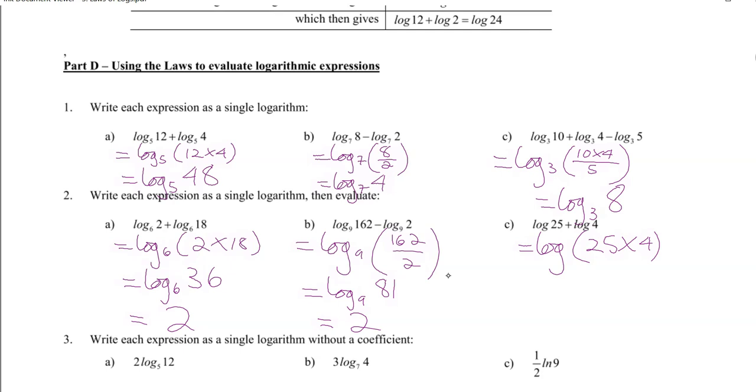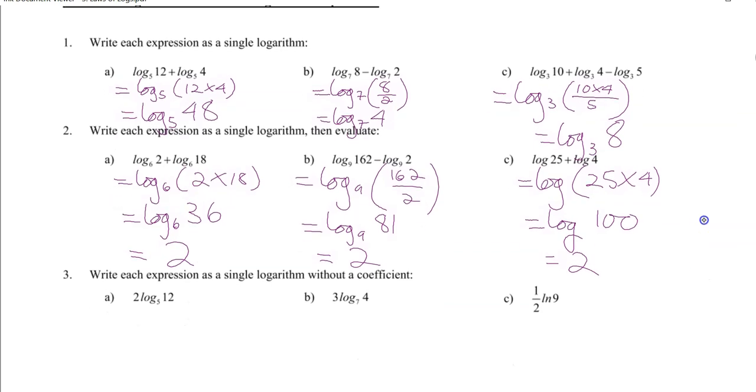It's the log of, right? I'm going to use the laws, right? The log of the product, 25 times 4, which is log of 100. What's the base? 10. So then it's 10 to the power of what gives you 100? 2. So the answer in 2 is A, B, and C is all 2, which is coincidence.